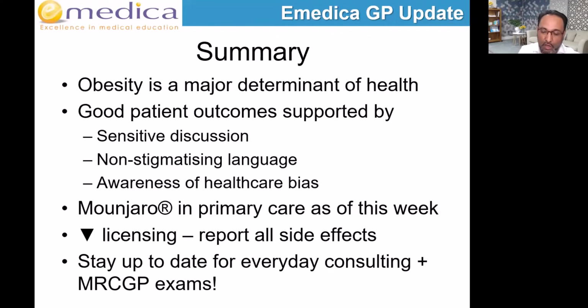But while it's got a black triangle next to it, it means that it's still relatively new, and even minor side effects should be reported. They're essentially still gathering the data to know which side effects are less common, more common, rare, and so on. And it's important for all of us to stay up to date, because as well as helping those of you doing exams, many people on here today did exams years ago, in fact some of the names more than a decade ago. It's going to help you for everyday consulting, and this right now is very topical.